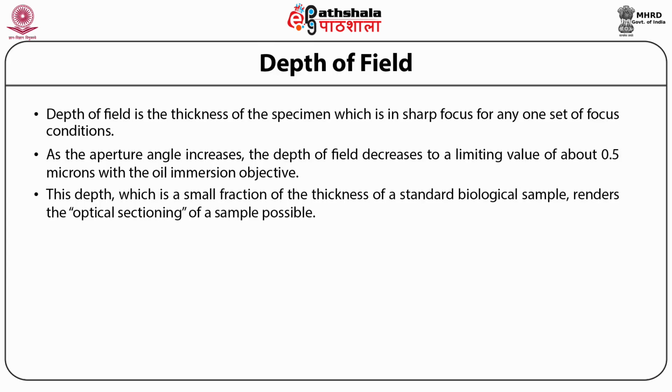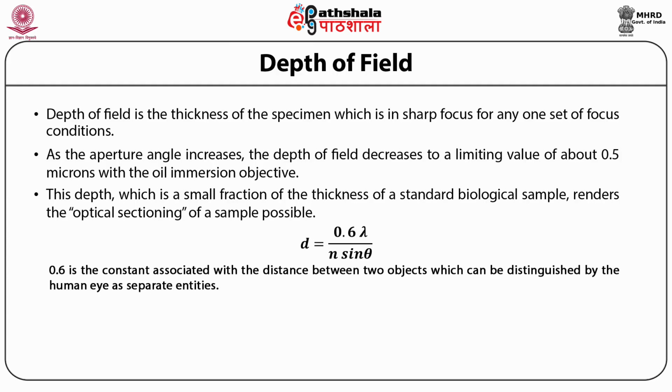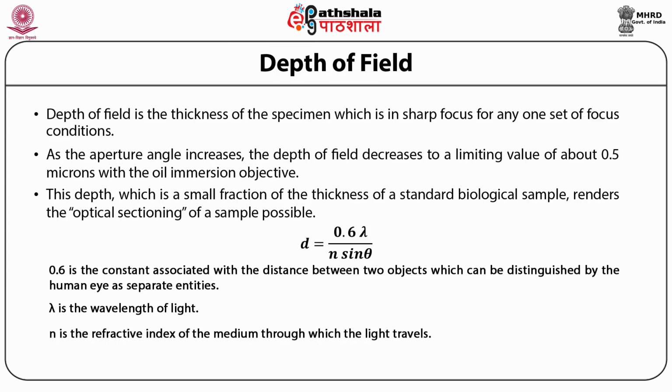This depth, which is a small fraction of the thickness of a standard biological sample, renders the optical sectioning of a sample possible. d is equal to 0.6 multiplied by lambda divided by n sine theta. 0.6 is the constant associated with the distance between two objects which can be distinguished by the human eye as separate entities. Lambda is the wavelength of light, n is the refractive index of the medium through which the light travels, and theta is half the angle of the cone of light entering the objective lens.